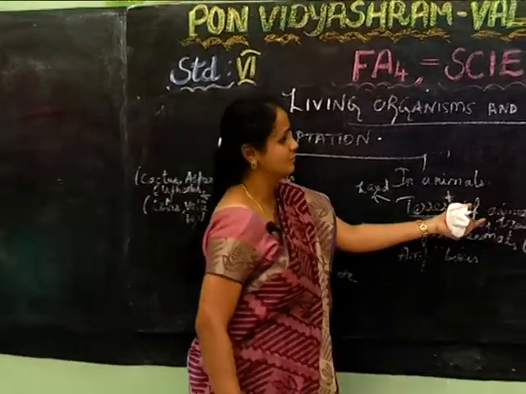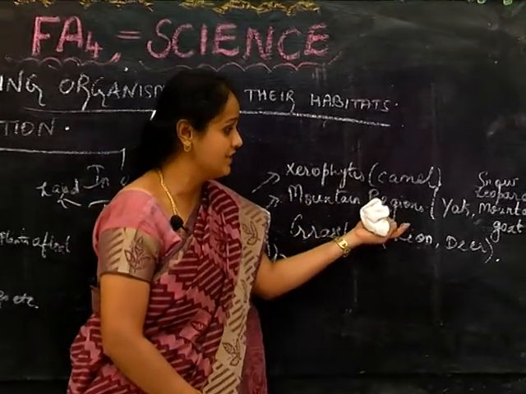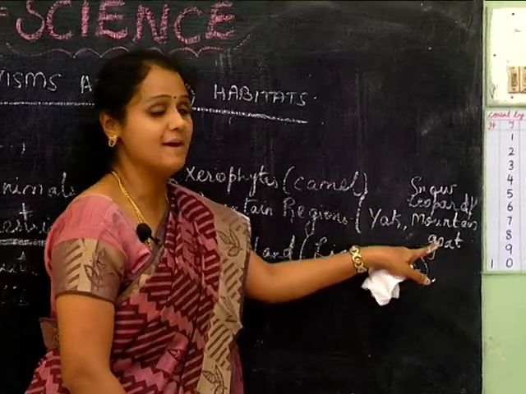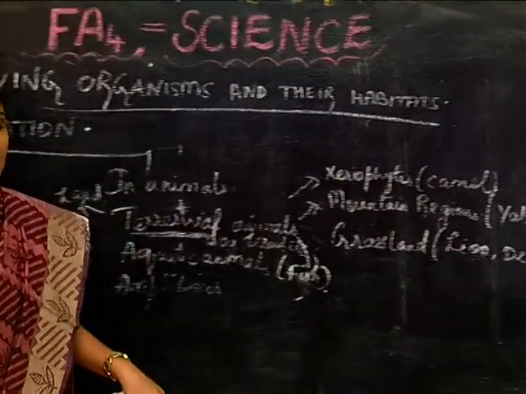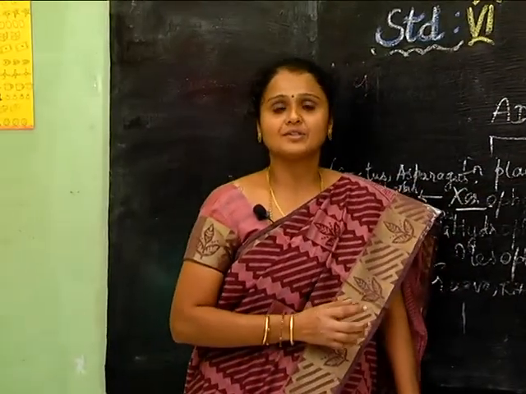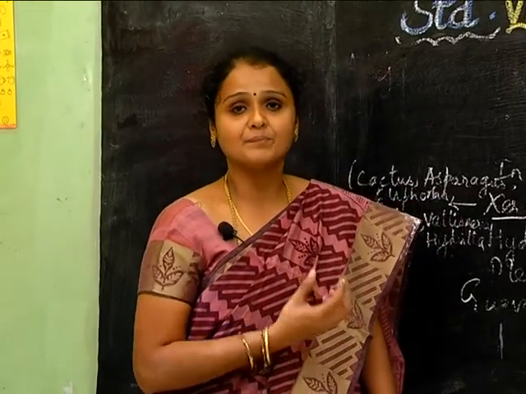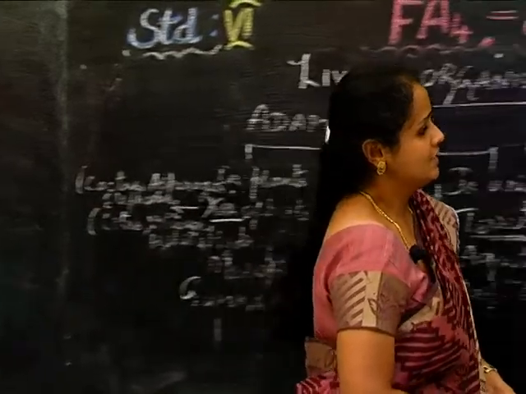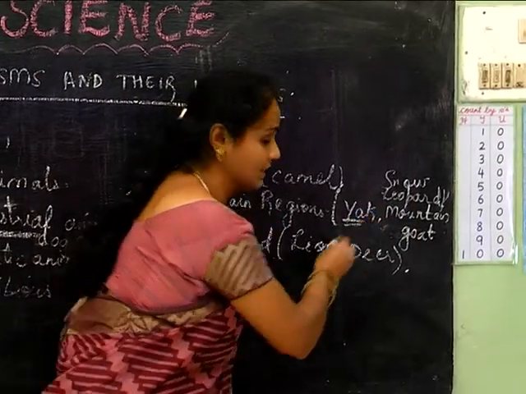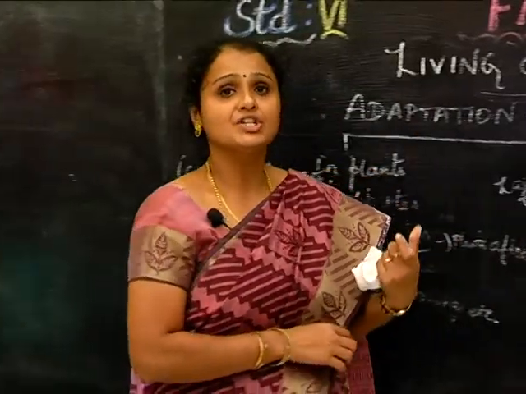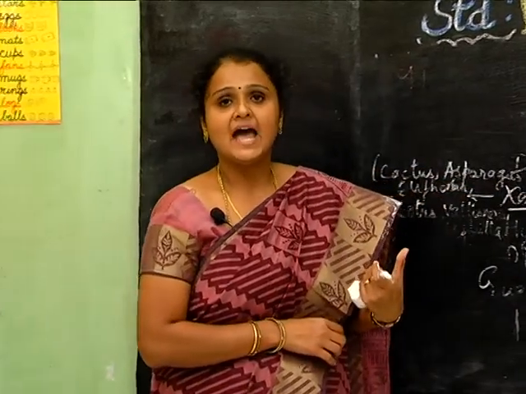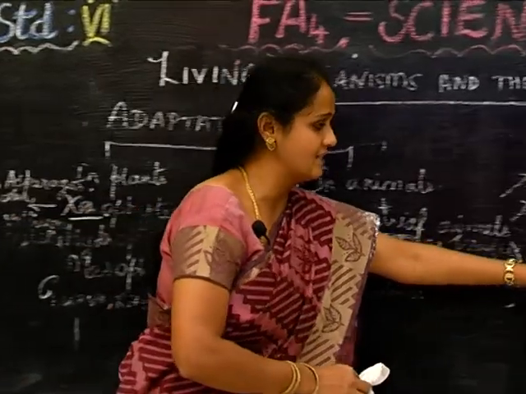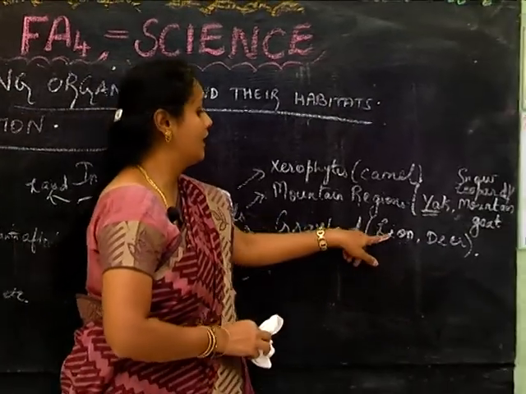Next, we shall move on to the mountain region adaptation. Here we are going to focus on the examples of animals: yak, snow leopard and mountain goat. Usually these animals have fur, that is hair, that protects them from cold, and the mountain yak has hooves in the feet in order to break the ice and graze the grass. Next we shall move on to the grassland habitat. Here we are going to focus on two types of animals.